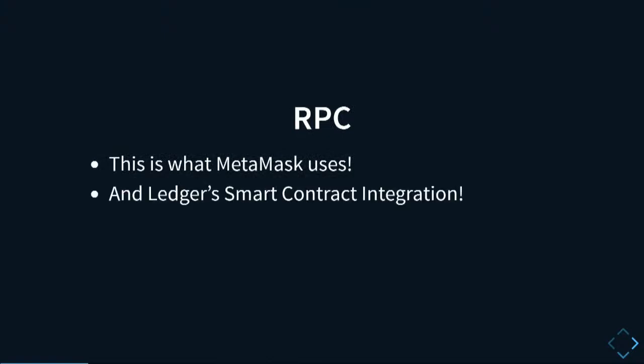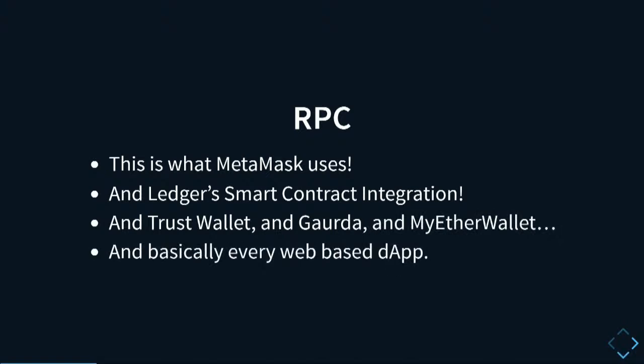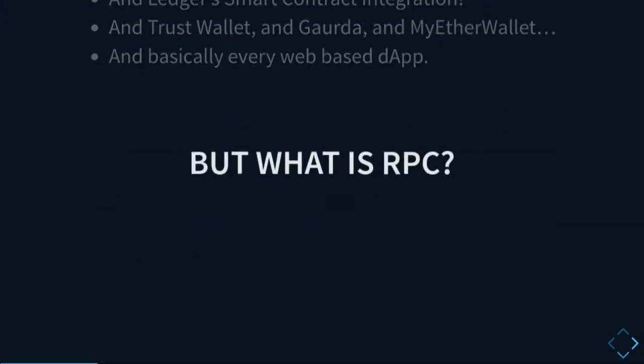And so in comes RPC service. This is what MetaMask uses. Ledger smart contracts use this. And so does Trust Wallet, and Guarda Wallet, and MyEtherWallet, and basically every web-based DApp that you've ever used. But what exactly is that?